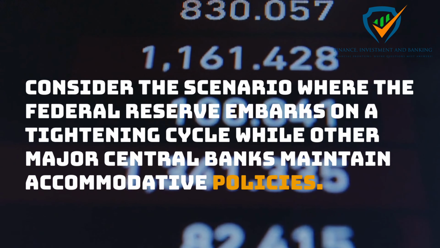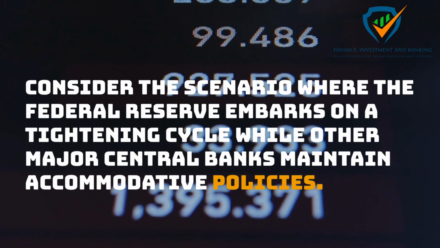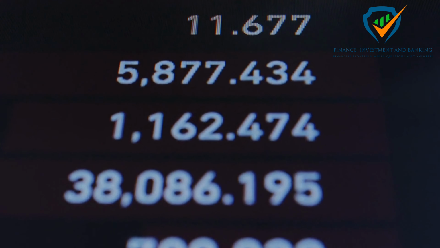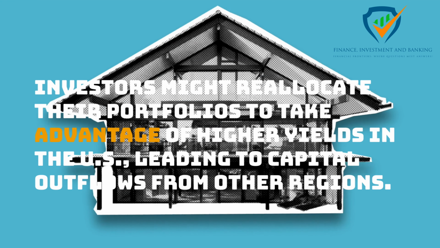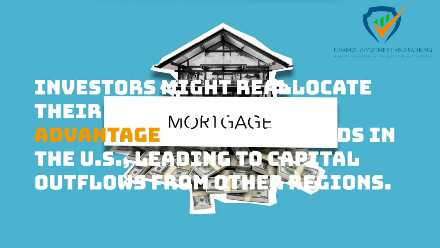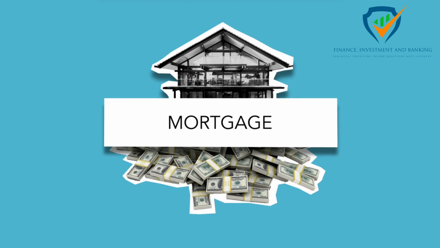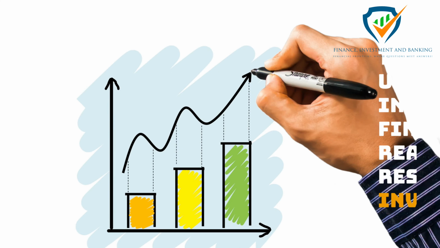Consider the scenario where the Federal Reserve embarks on a tightening cycle while other major central banks maintain accommodative policies. Investors might reallocate their portfolios to take advantage of higher yields in the U.S., leading to capital outflows from other regions. This dynamic interplay underscores the interconnectedness of global financial markets and the far-reaching impact of the Federal Reserve's decisions on investment landscapes worldwide.